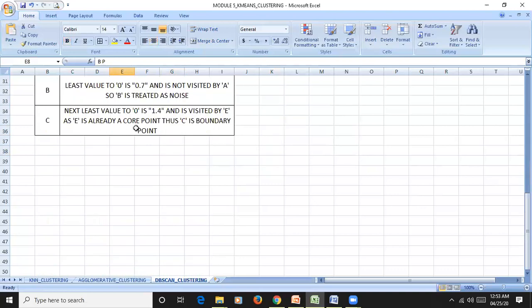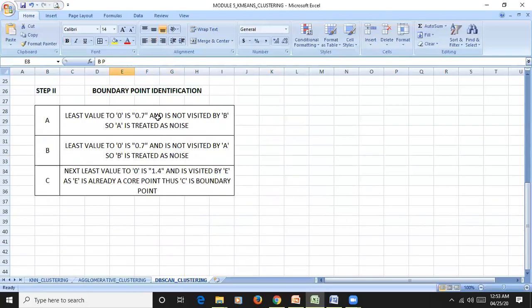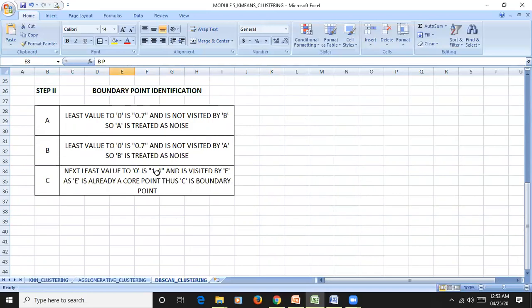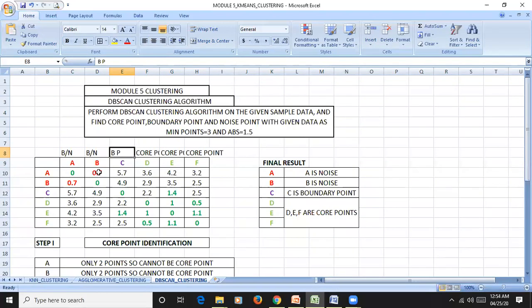It says the least value to 0 is 0.7, and it is not visited by B. So let's come across with C. The next least value is 1.4 here, visited by E. E is already a core point, thus C is a boundary point here. Just go with A and B now. Less than 0 is 0.7, which is with A. A is still in question whether it can be a boundary or else a noise. So I come across with a conclusion saying that it's a noise here.